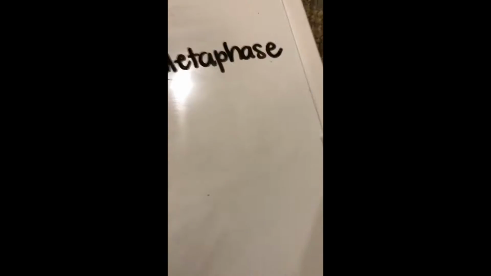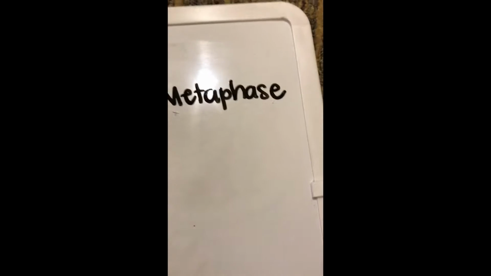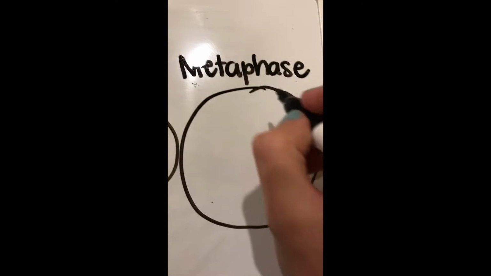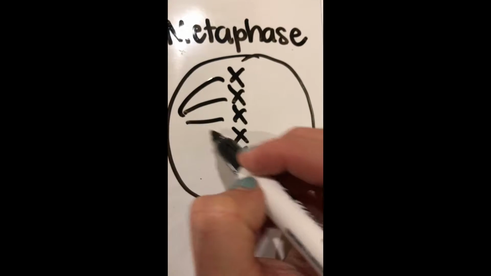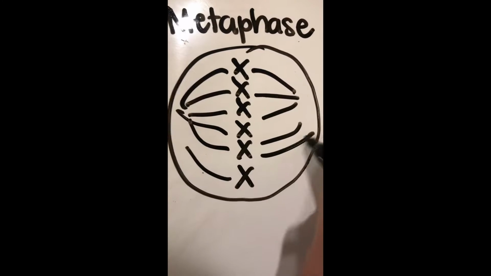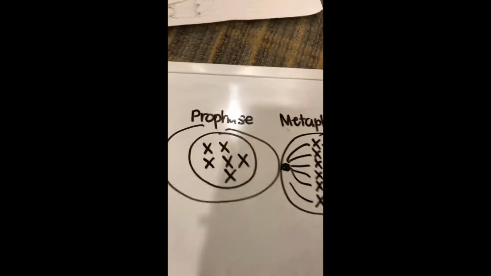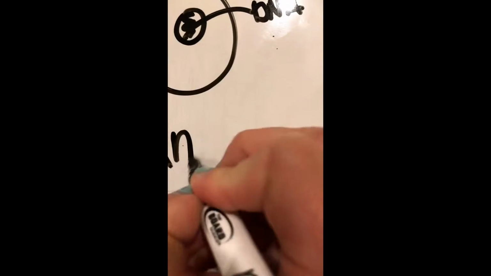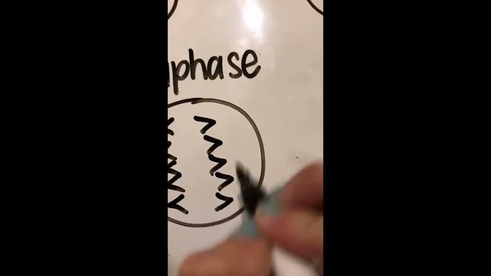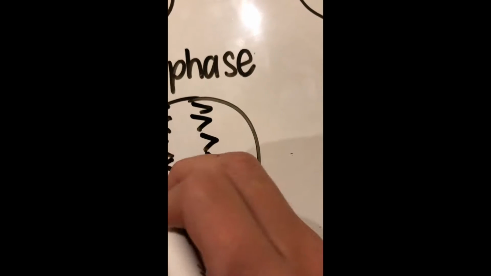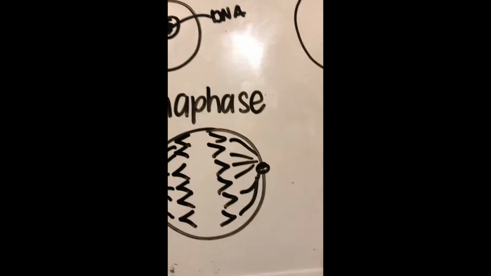And then once we get to metaphase is where the nucleus disappears. And this is basically where all of the chromosomes line up in the middle. So they all line up in the middle, and then you have your spindle fibers forming, and the centrioles at the end. And then you get to anaphase, which is where the sister chromatids separate. And so you have your one, and then all the sister chromatids are separating. You have your spindle fibers, and centrioles at the end.